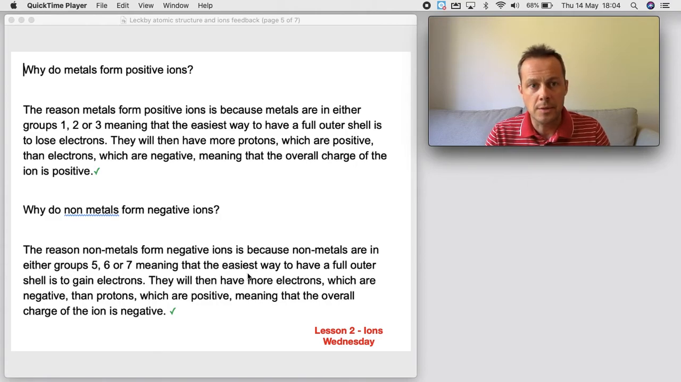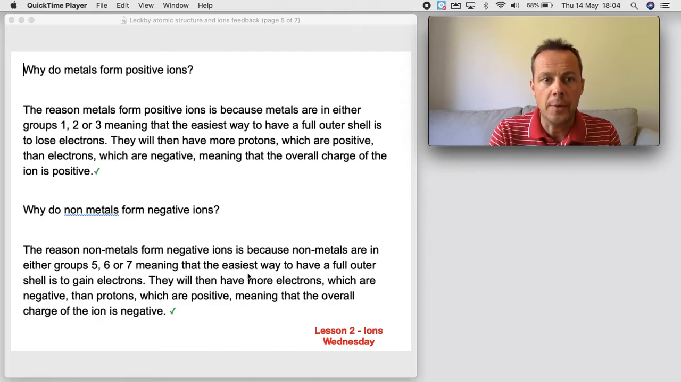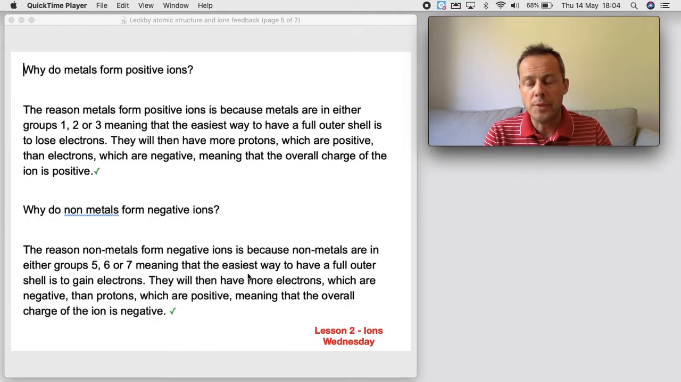Now metals are in groups 1, 2 and 3. So they have 1 electron in the outer shell if they're in group 1, 2 electrons in the outer shell if they're in group 2, or 3 electrons in the outer shell if they're in group 3. Now those atoms will lose those electrons from their outer shells. So a group 1 metal will lose 1 electron from its outer shell. Group 2 will lose 2 electrons from its outer shell. And group 3 will lose 3 electrons from its outer shell.